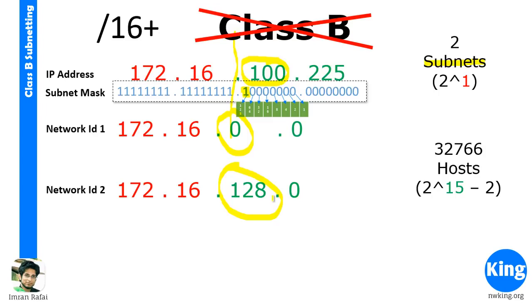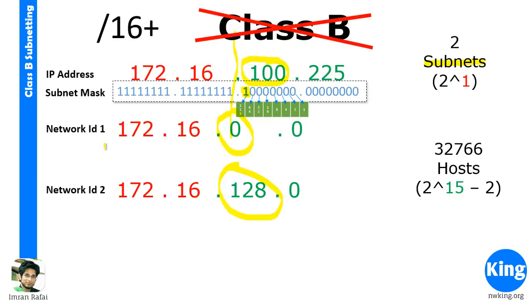Can we have one more network? No, we can't, because if we add 128 again, it becomes 172.16.256.0, which is not right, because 256 is not a valid IP address. Also we know that by borrowing 1 bit, we're breaking it into only 2. So we can't have the third network ID.